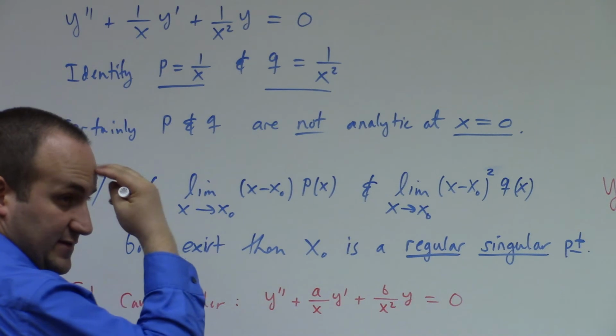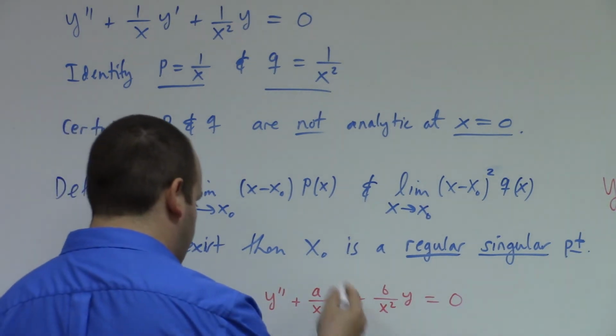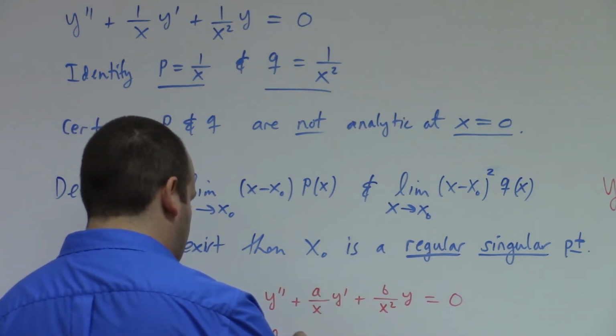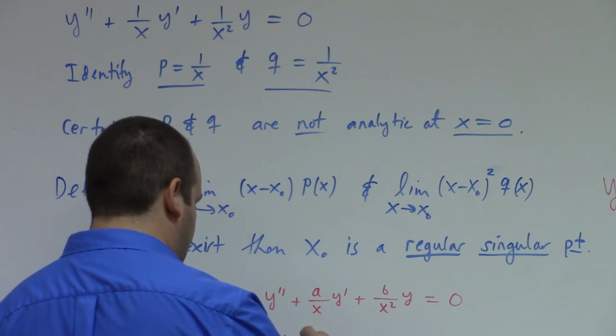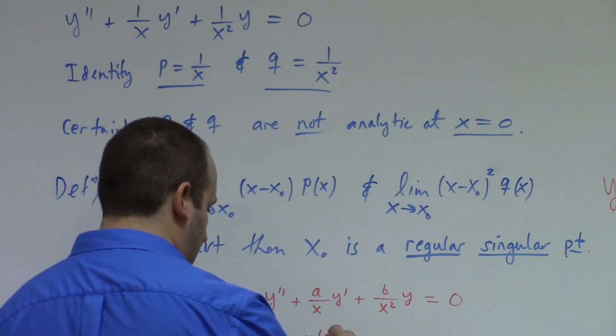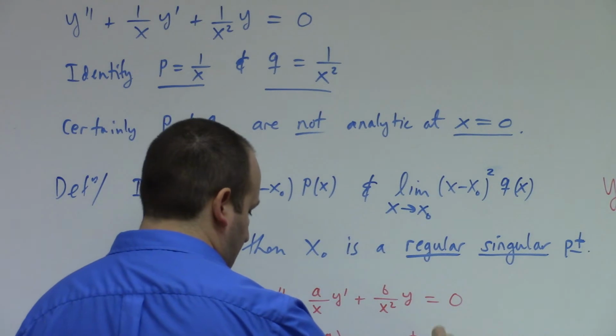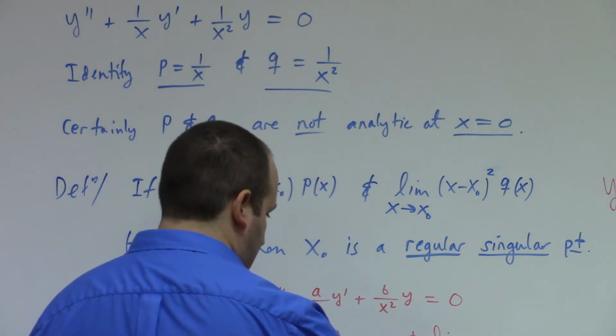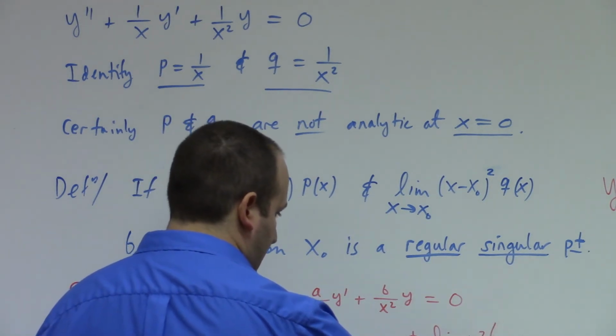So I divided by x squared to make it look like our current form. So you have the limit as x goes to 0 of x times a over x, which is a, and the limit as x goes to 0 of x squared times b over x.